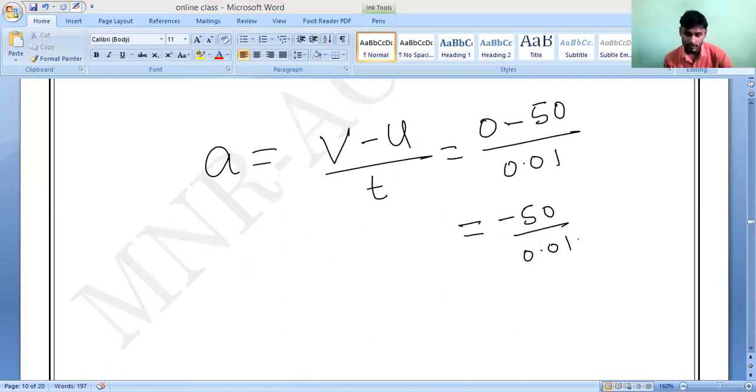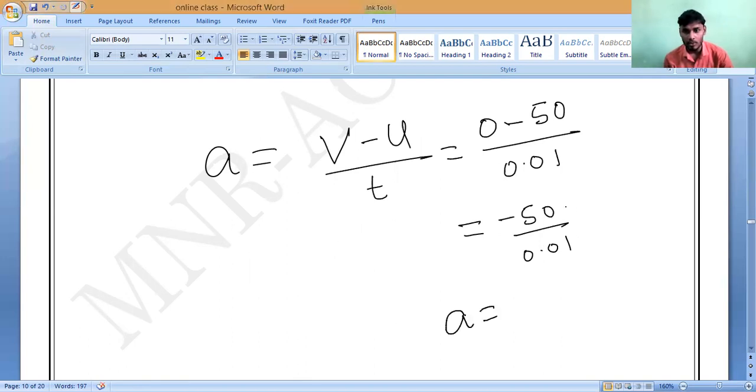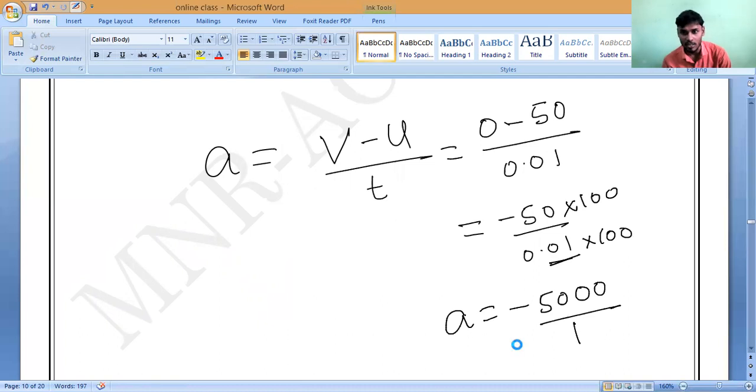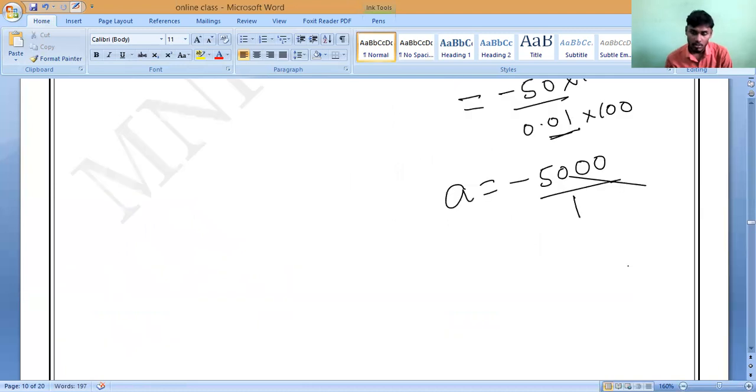Acceleration equals how much? Minus 50 into how much? Two digits before the decimal, so I can multiply with what? 100. Turns into what? Minus 5,000 meter per second square. So 5,000 divided by 1 equals minus 5,000 meter per second square.